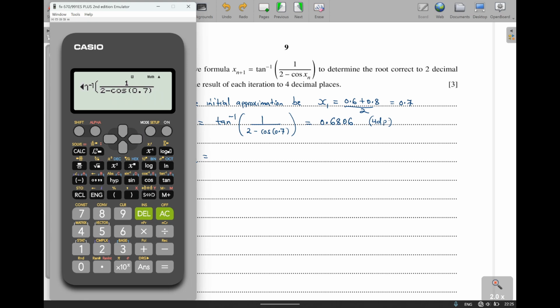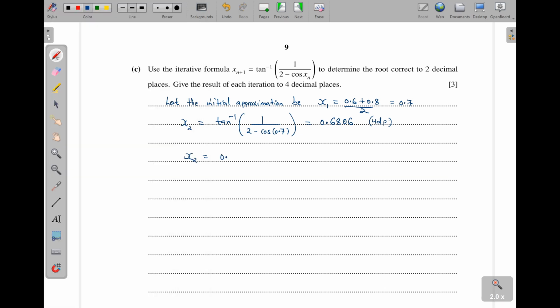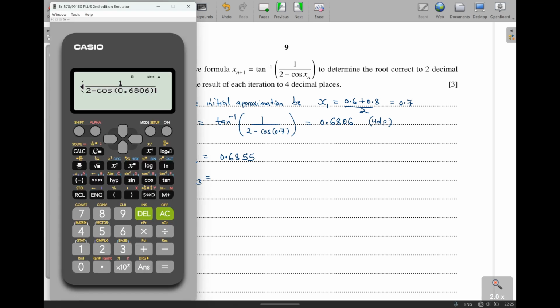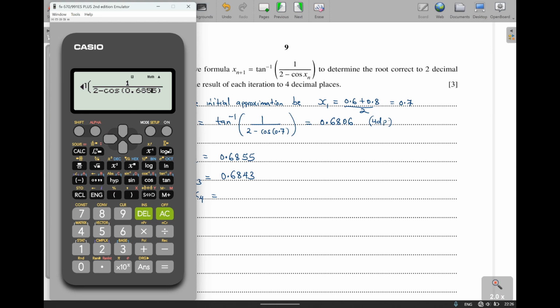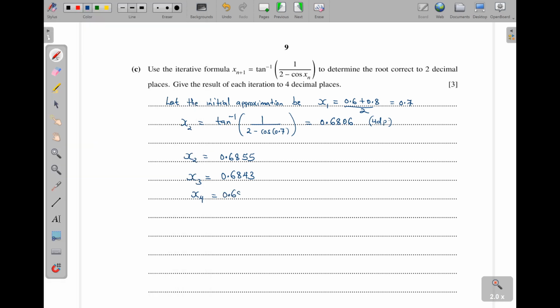So cosine of 0.6806, that gives 0.6855. Then the next one, 0.6855, that gives 0.6843. Then the next one, we put 0.6843. That gives 0.6846. Okay.